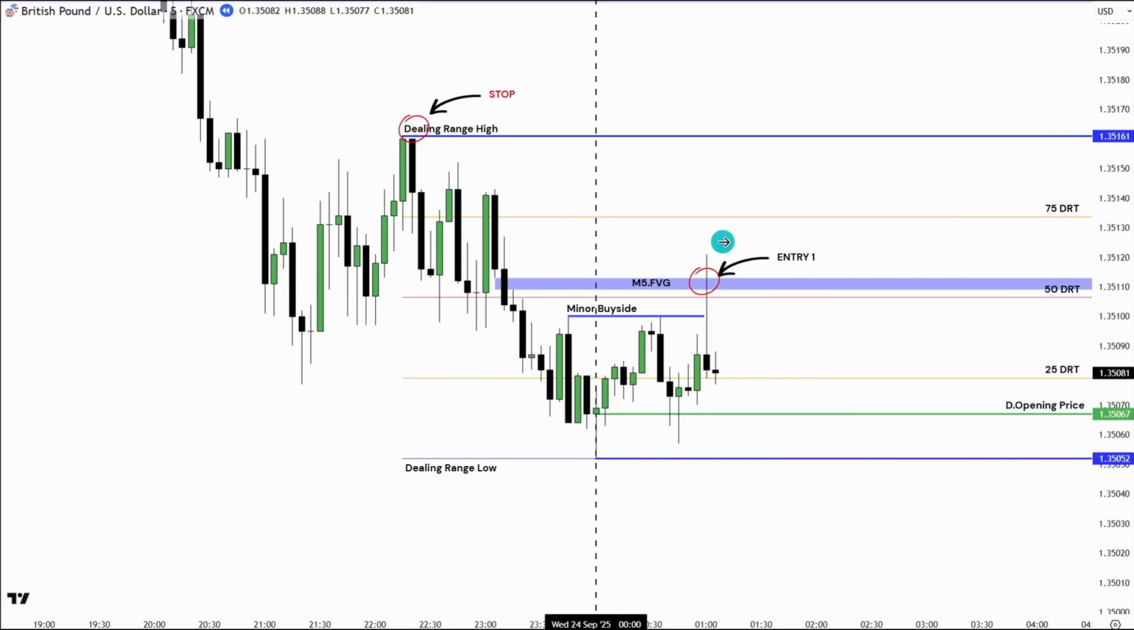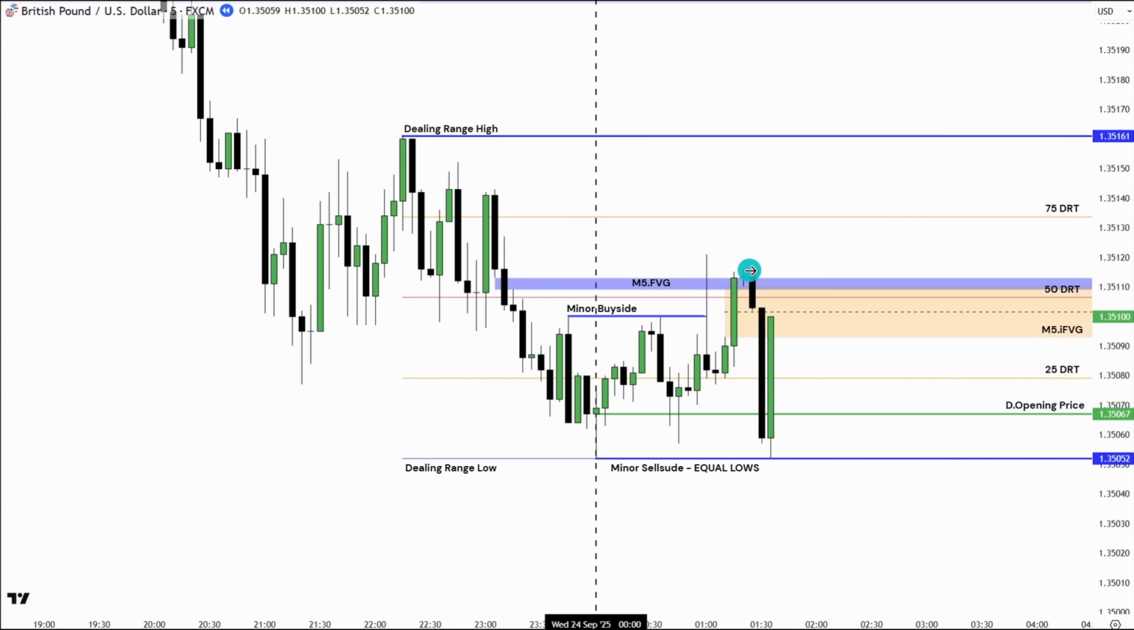Now, watch what happens. Price runs higher one more time, and then drops lower, leaving this buy side imbalance. When price closes back through it, this becomes an inversion fair value gap. Also note that this candle closes back below the opening price. Again, this is a significant algorithmic signature.